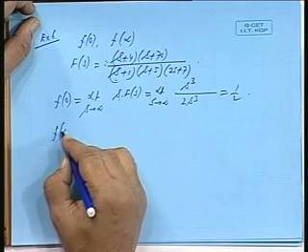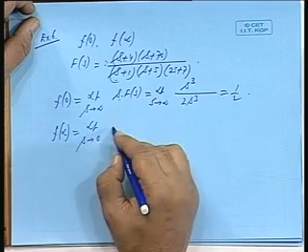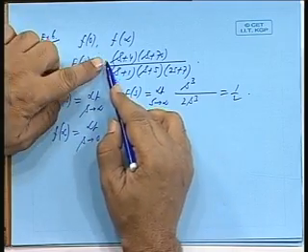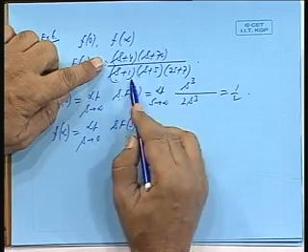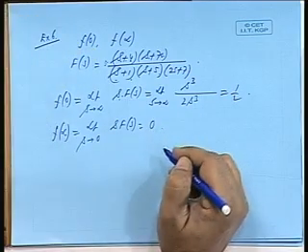Similarly, f at infinity will be limit s tending to 0 of s F(s). If I multiply by s and then put s equal to 0, all these terms will give me 4, 71, 5, 7, but this s will give me 0. So, this is 0.